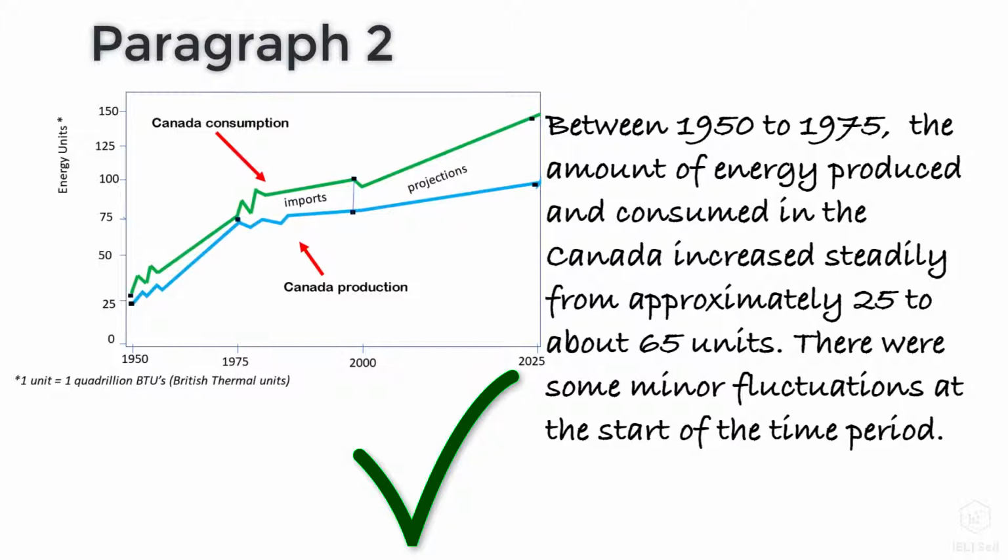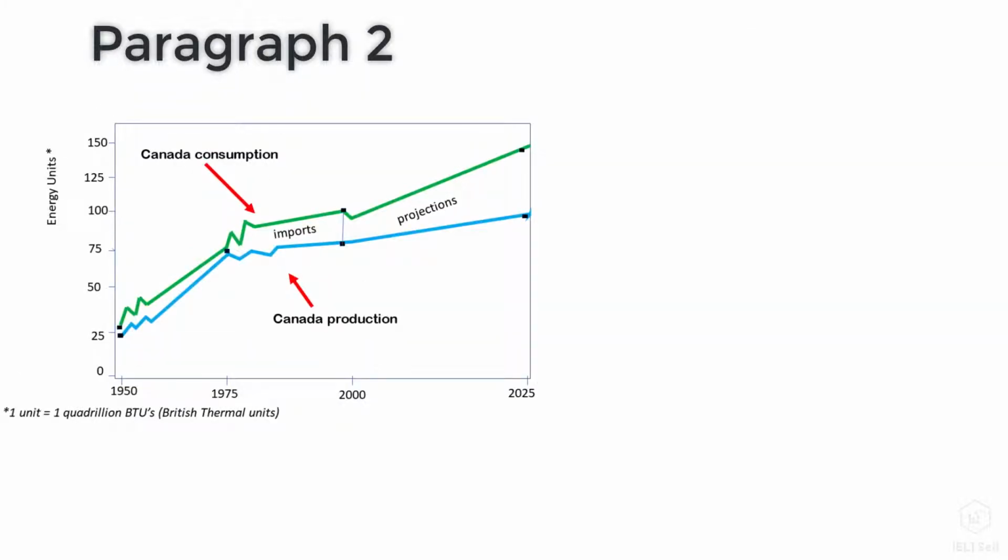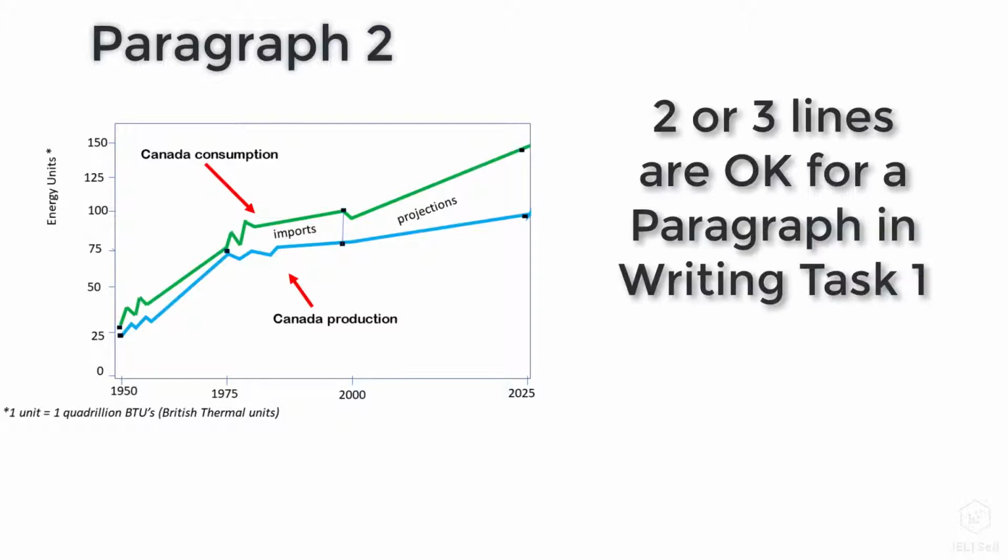Here, we combined both sentences. We added some new words to give it more meaning. We talked about the date, which is very important, and most importantly, we mentioned the data, the units, 25, 65, and so on. It is okay to report data approximately, but remember to use the words to show it. One more thing. 2 lines seem like a small paragraph, but that's okay in writing part 1 or writing task 1. Paragraphs are much bigger in writing task 2.